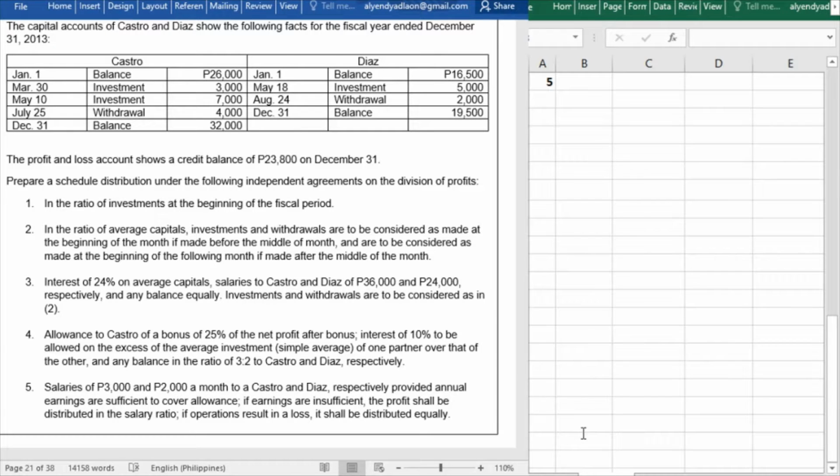So here is the second part of our partnership operation discussion. Now let's proceed to number 5.